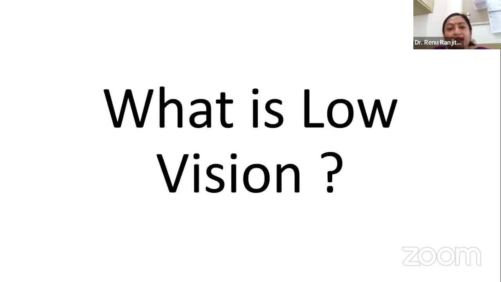Normally people think that patients with very little vision, like hand movement, are low vision patients. Yes, they also need help. I'm not saying that they don't need help, but the patients whose functional activities are actually hampered are those who are less than 6/18 in the better seeing eye. So if we repeat the WHO definition, it says better seeing eye less than 6/18, which cannot be corrected with spectacles or any surgery.